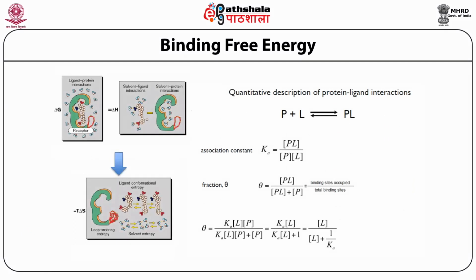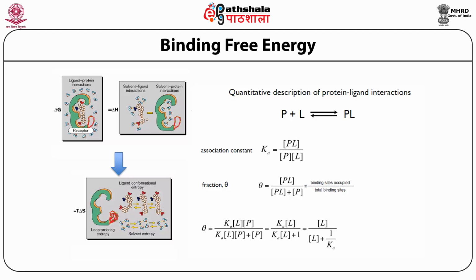Here we try to explain the binding free energy in terms of the interaction of the ligand and protein. In terms of delta G, the ligands bind completely into the cavity of the receptor, and the quantitative description of protein ligand interaction can be given as protein plus ligand gives rise to PL, the protein ligand complex. So the association constant is simply Ka equals products over reactants, that is, the concentration of PL complex divided by the concentration of P and the concentration of L.